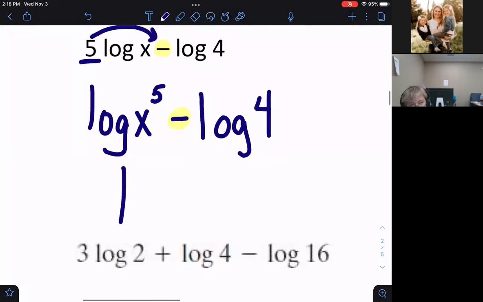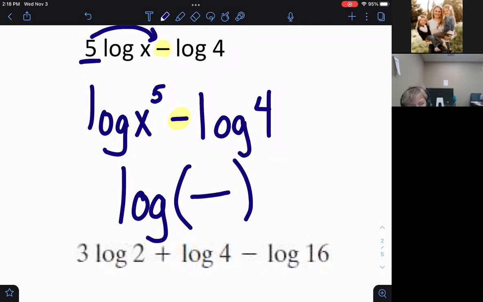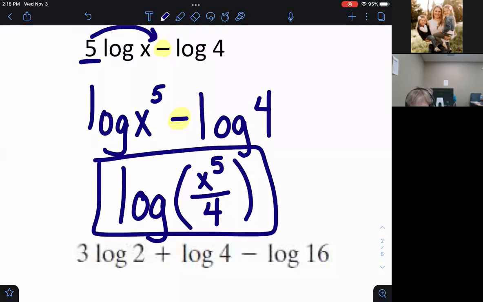So the quotient property says, hey, you're going to take a log of some sort of fraction. In this case, the order matters. X to the 5th must go on top of the fraction, and 4 must go down to the bottom in the denominator. And then this right here is my final answer. So we have a common log of x to the 5th over 4.